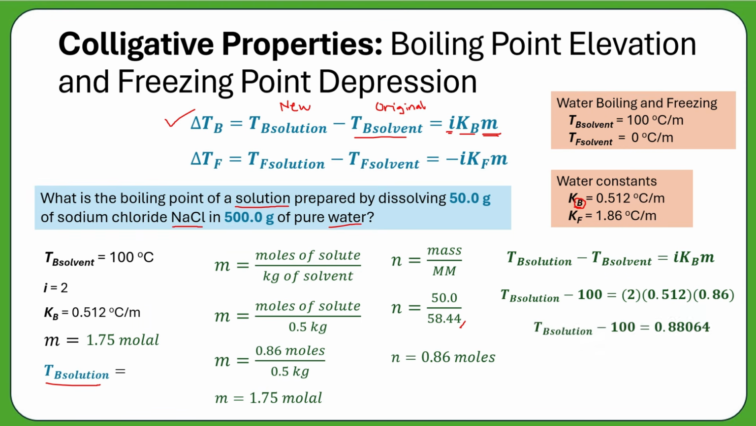Multiply these three. We got this. And what should we do with this? We transfer the minus 100 to the other side and it becomes plus 100. And our new temperature becomes 100.88064 degrees Celsius, or just 100.88 degrees Celsius. So the temperature increases because it's elevation. And remember, if we're gonna solve for the depression, freezing point depression, it will be lower than 0 degrees Celsius. Keep that in mind. Okay, erase this. There should not be that.